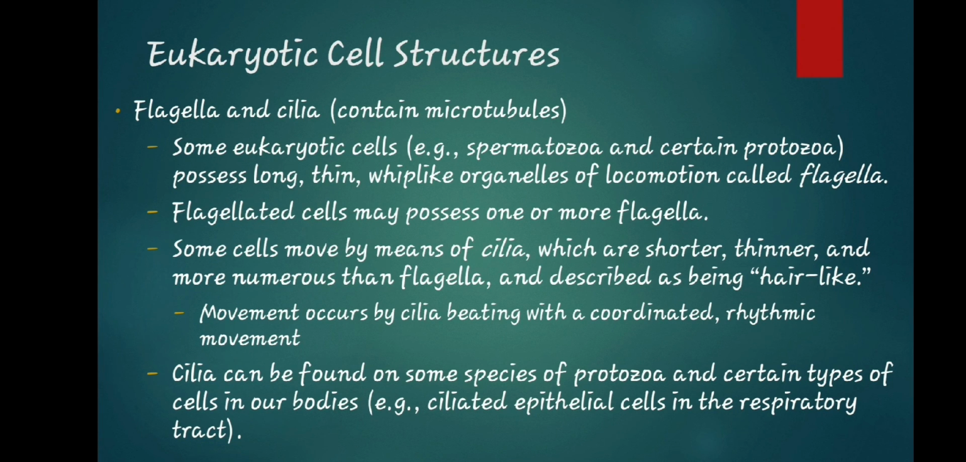So the last part in eukaryotic cell structure are flagella and cilia. When we say flagella, it refers to the organelles of locomotion, while cilia are shorter, thinner, and more numerous than flagella. The difference between flagella and cilia: flagella can be found in spermatozoa and certain protozoa, while cilia can be found on some species of protozoa and certain types of cells in our bodies. The similarity of flagella and cilia is that they contain microtubules.